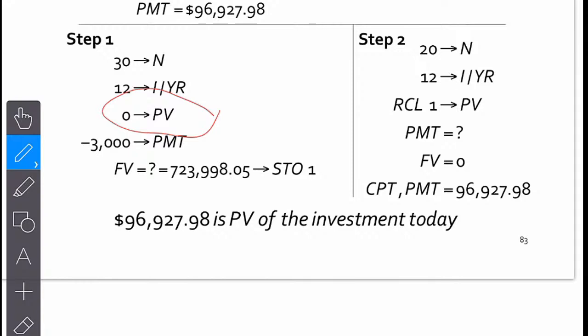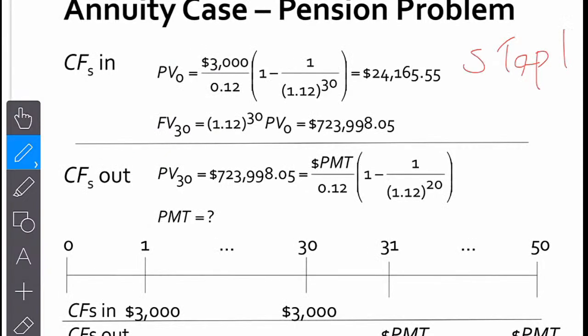No, you're not going to do that. Okay, so someone asked, how do you put the exponent? I don't want you to do the exponent. I want you to use the financial keys. But if you want to put the exponent, it's y to the x. But I don't want you to use the exponent. I want you to use the financial key.